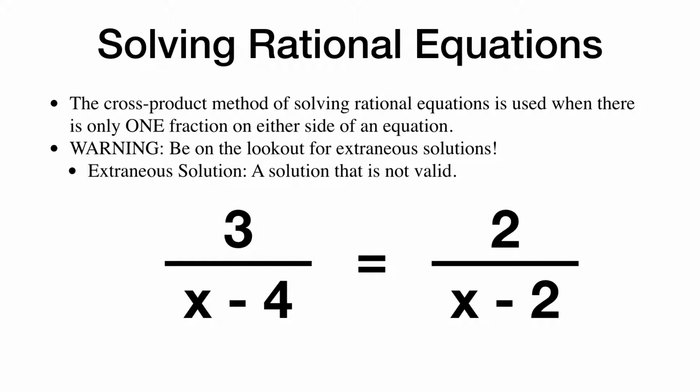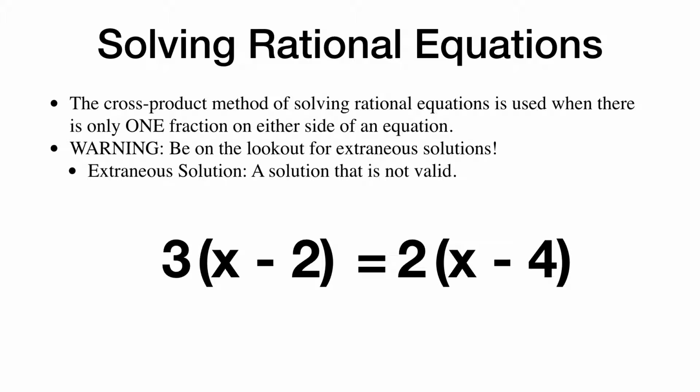So here's an example of how we solve these. 3 over x minus 4 equals 2 over x minus 2. Please notice right here, there is only one fraction on either side of the equation. One fraction and one fraction. So, first thing we're going to do is notice there are fractions, so we are going to multiply the 3 with the x minus 2 and the 2 with the x minus 4, like that.